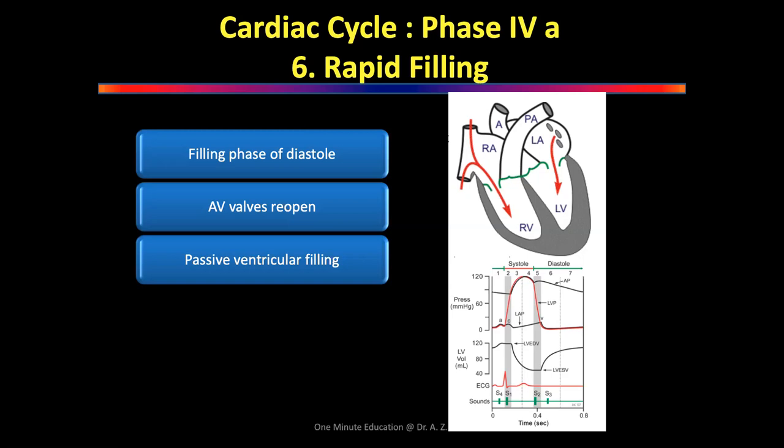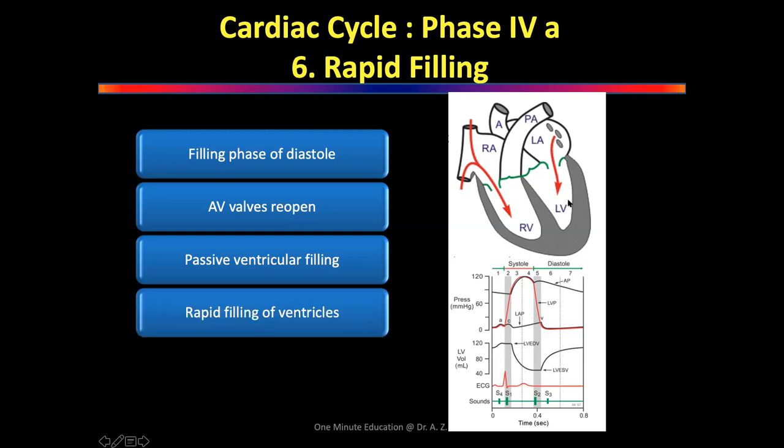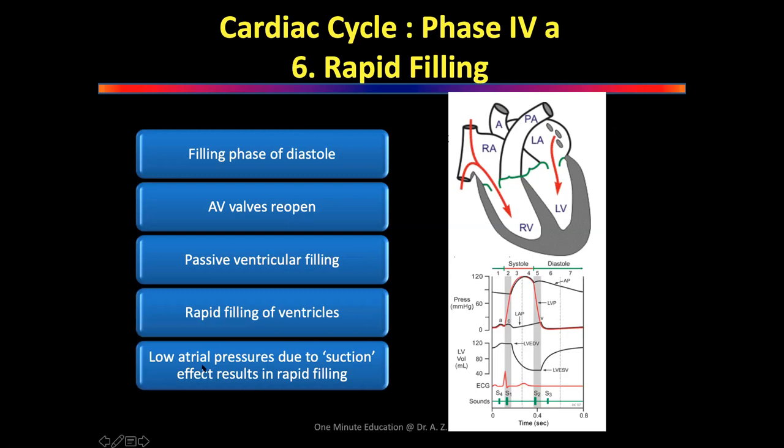You understand that word, why we are saying passive ventricular filling? Because the atrium is not contracting. The blood is flowing because of the pressure differential between atrium and the ventricle. Okay? And so the low ventricular pressure due to suction effect causes rapid filling. So that is phase six. So now you've gone to zero and now filling is starting to happen. So your pressures are starting to equilibrate and slightly rise, okay?